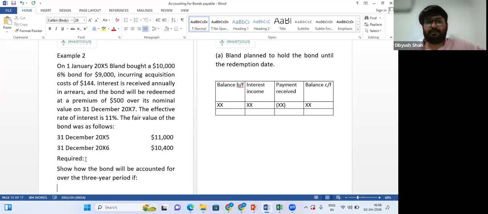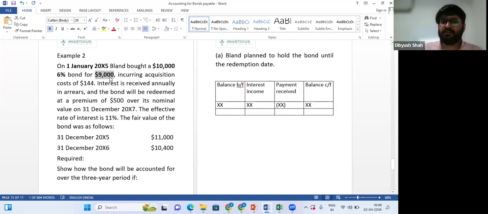On 1st January 2005, Bland bought a $10,000 6% bond. So $10,000 is the face value, and 6% is the coupon rate or stated interest. And at what price did they buy? Acquisition cost 9,000.